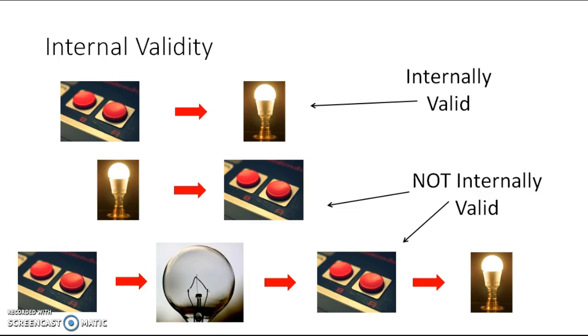Going back to a simple example for a moment, think about pushing a button. If every time you pushed a button a light came on, you would reasonably assume internal validity. However, if the light sometimes came on before you pushed the button or sometimes didn't come on at all when you pushed the button, it would be unreasonable to think that these two are linked. These studies would not demonstrate internal validity.